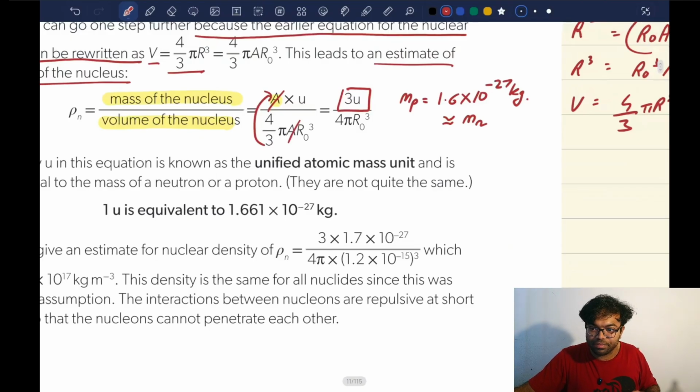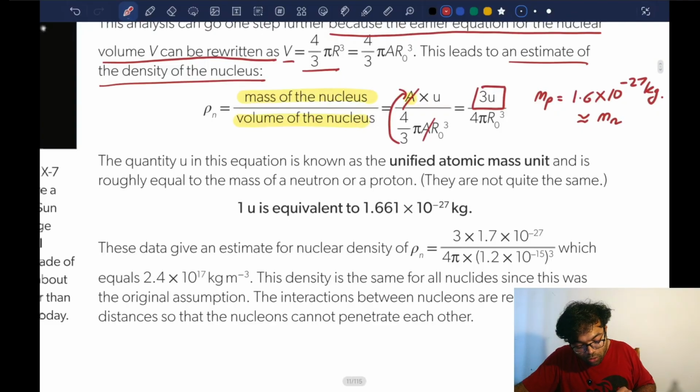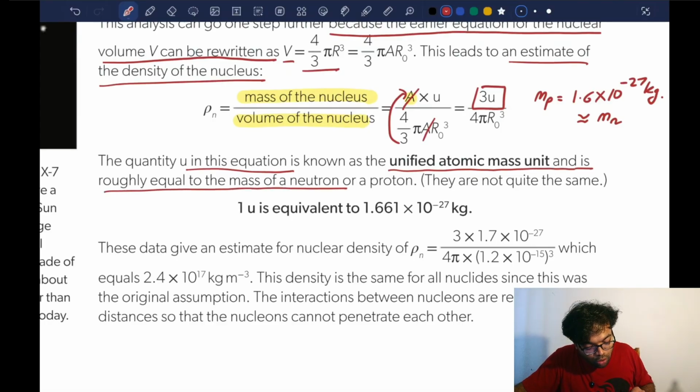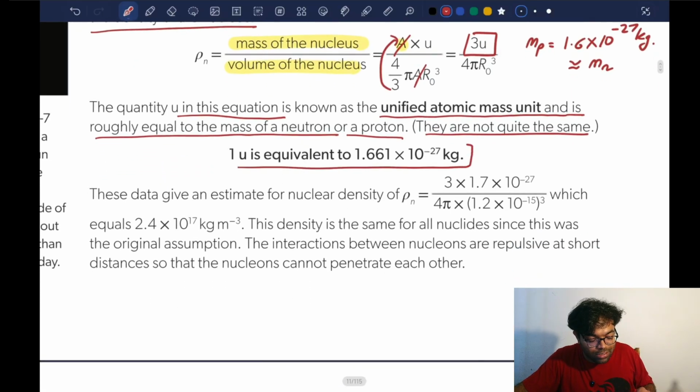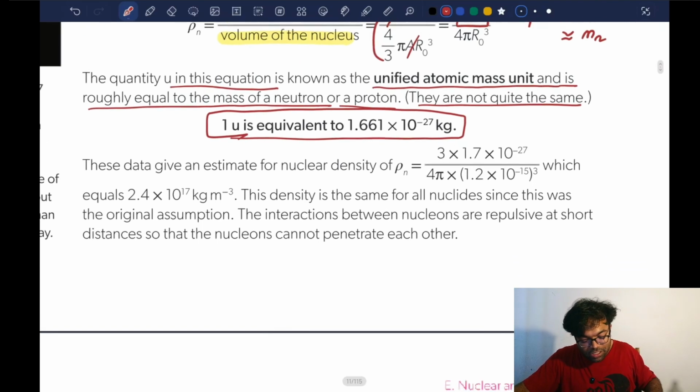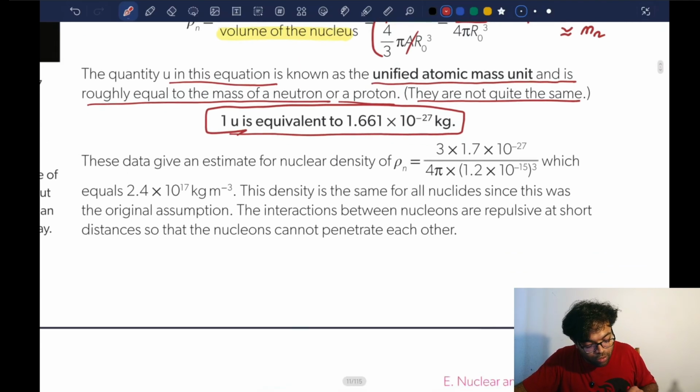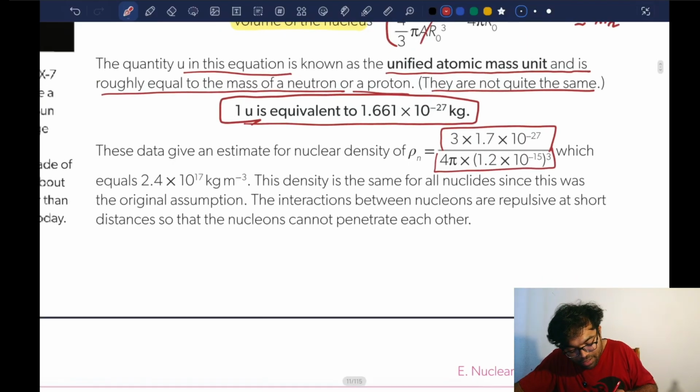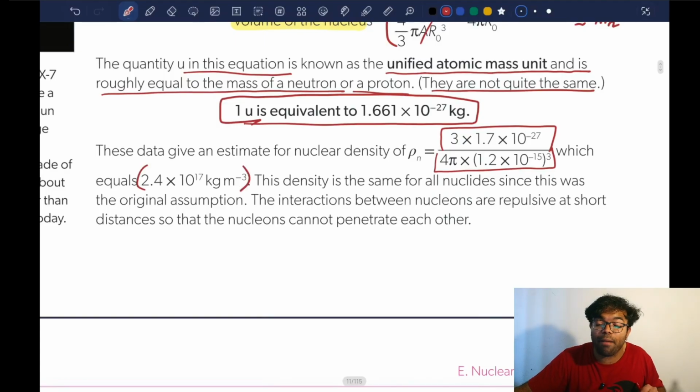Okay, understood this? The quantity u in this equation is known as the unified atomic mass unit, and it is roughly equal to the mass of a neutron or a proton. They are not quite the same. 1 u is equal to 1.6 × 10^-27 kg. These data give us a nuclear density of 3 × 1.7 × 10^-27 upon 4π into this value, which gives us 2.4 × 10^17 kilograms per meter cubed. So it is very, very heavy.